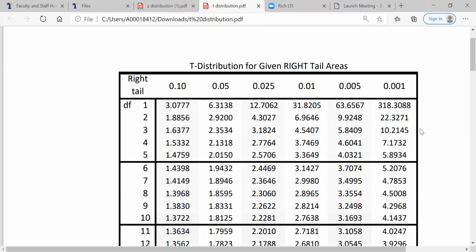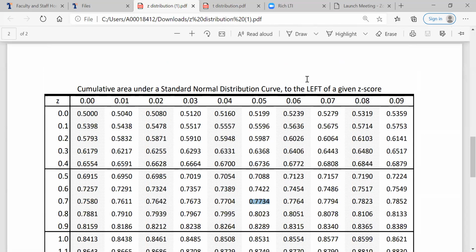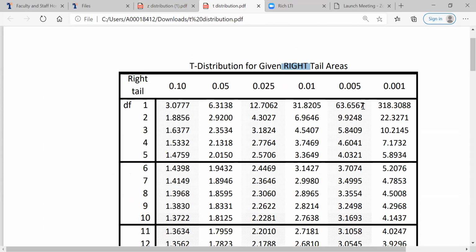Look at the top. The t distribution is for given right tail areas, not left tail areas. So that's one of the key differences between these two: Z discusses what's to the left of a z-score. T discusses what's to the right of a t-score. That's one key difference, left versus right.